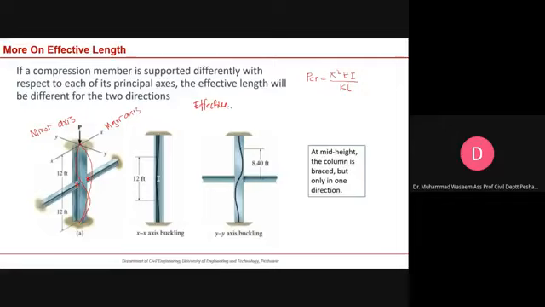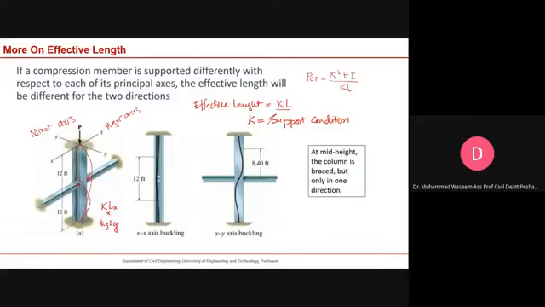Let me remind you what we call effective length. We call effective length k into the length of the member, where k is the support condition factor. So it introduces the support condition influence into this length factor. Along the x-axis the KL value will be different, and along the y-axis the KL value will be different as well.